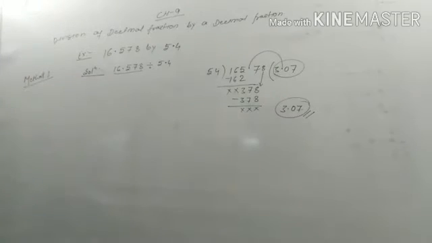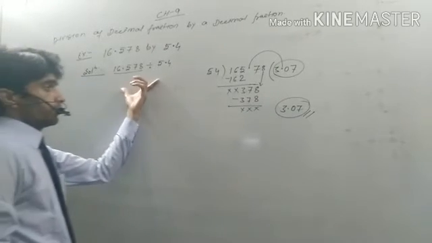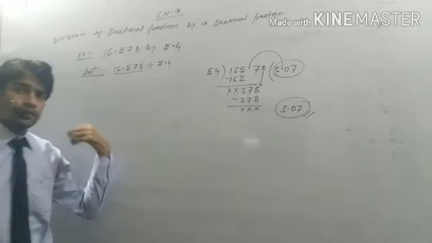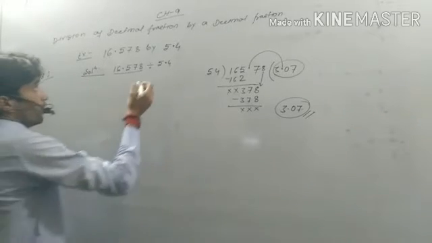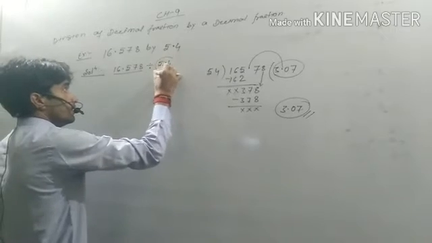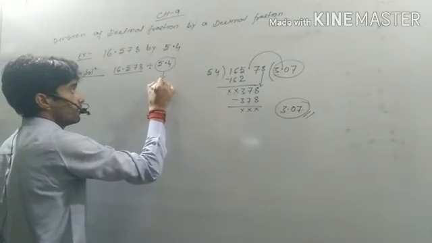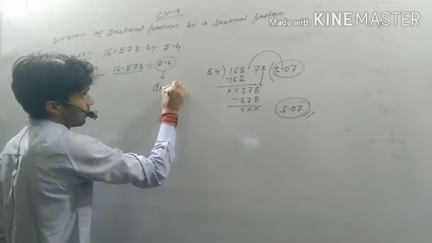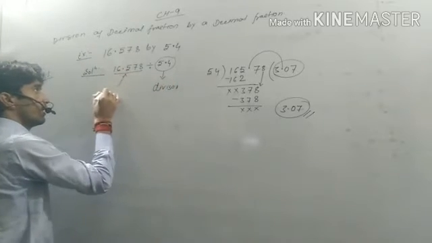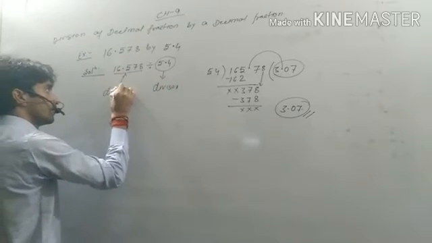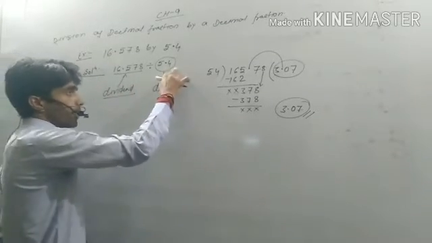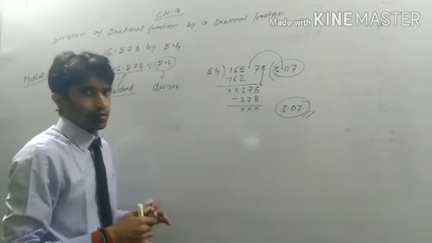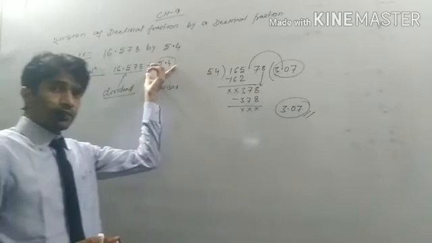Now same question, solving this question by second method. Okay, so now this is divisor and this is dividend. So divisor have how many place of decimal? So divisor have one place of decimal.